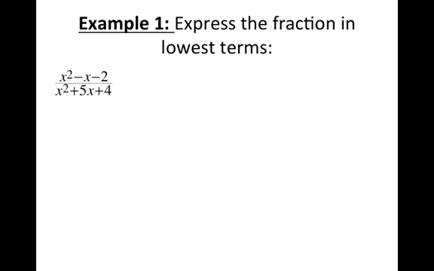All right, we're going to express the fraction in lowest terms, and we've got x squared minus x minus 2 over x squared plus 5x plus 4. So we need to factor the top and factor the bottom, and so we have x minus 2 times x plus 1 over x plus 4 times x plus 1. And so the x plus 1's cancel, and so we're left with x minus 2 over x plus 4.